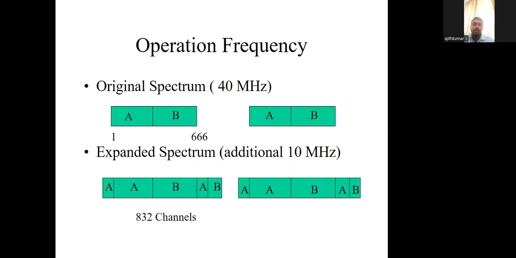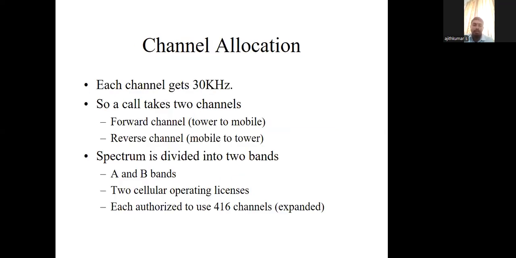See the frequency, 40 MHz. Expanded spectrum: the original spectrum is 40 MHz, then the expanded spectrum is an additional 10 MHz. Channel allocation: each channel gets 30 kHz. So a call takes two channels, a forward channel and a reverse channel. Forward channel is tower to mobile, reverse channel is mobile to tower. The spectrum is divided into two bands, A and B bands, two cellular operating licenses, each authorized to use 416 channels.